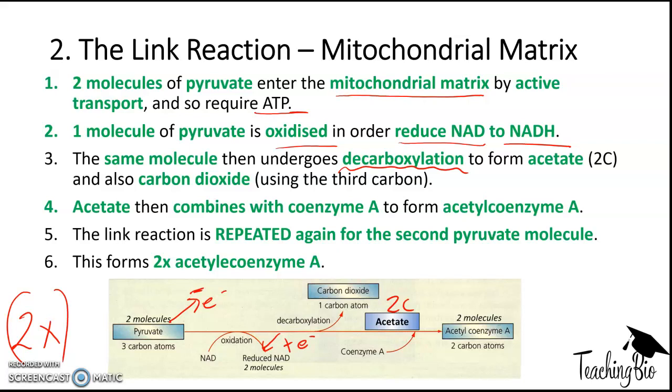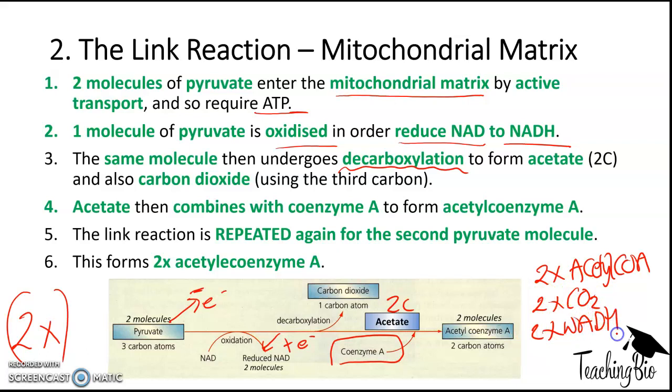Then acetate is going to combine with coenzyme A to form acetyl coenzyme A, which is then going to be used in the Krebs cycle. Now this happens per 1 molecule of pyruvate, therefore at the end we are left with 2 lots of acetyl CoA for the 2 pyruvates that we had initially, and we give off 2 lots of carbon dioxide, and we have 2 lots of NADH being formed from this step here.